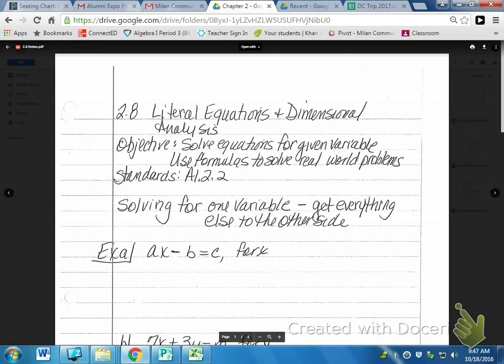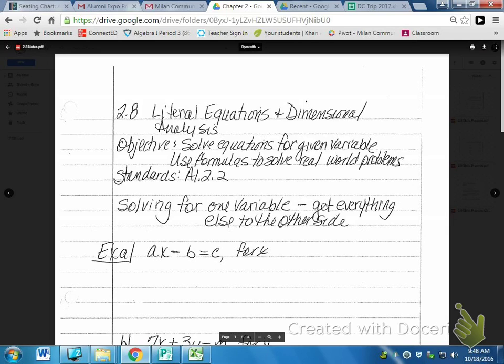Lesson 2.8, Literal Equations and Dimensional Analysis. The objective today is to solve equations for a given variable. You're going to use formulas to solve real-world problems also. The algebra standard is 2.2. And basically we're going to just focus on the first part, literal equations today.